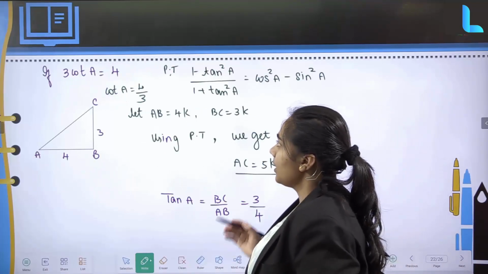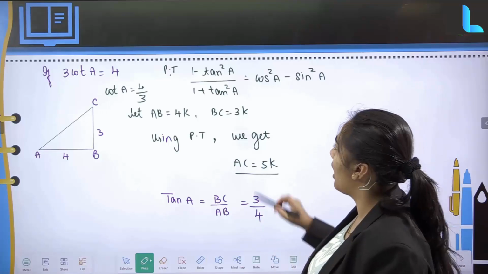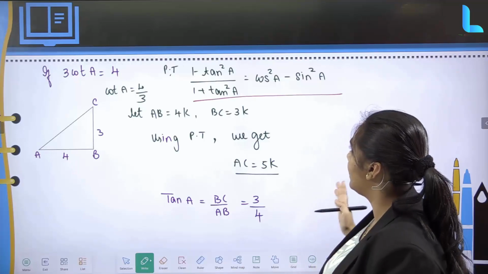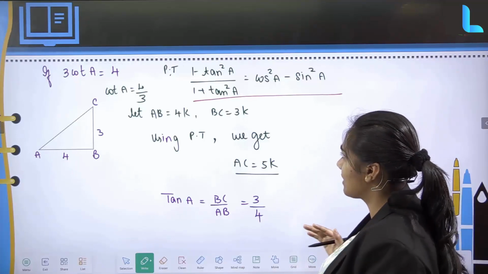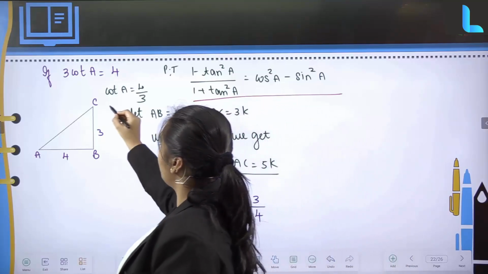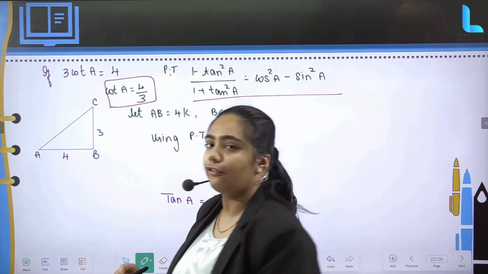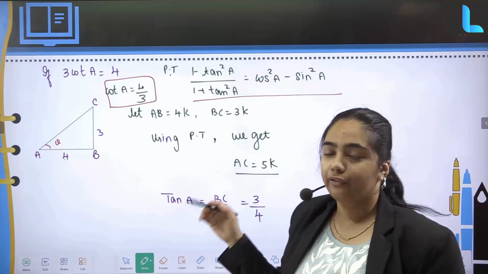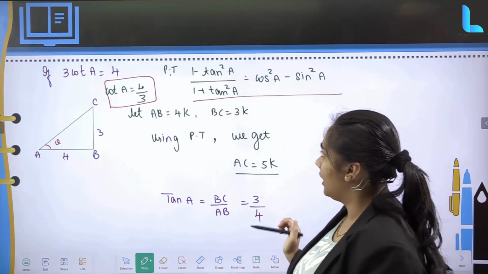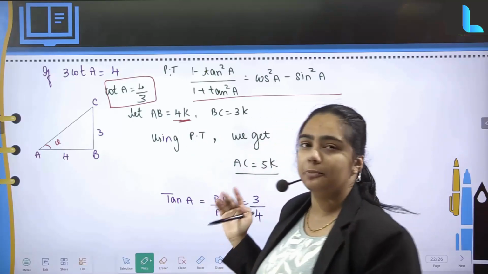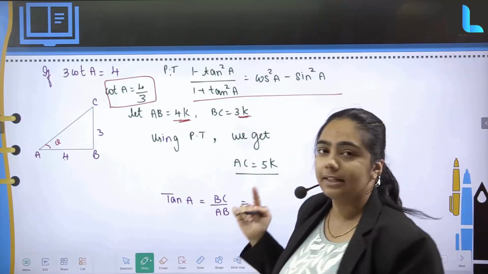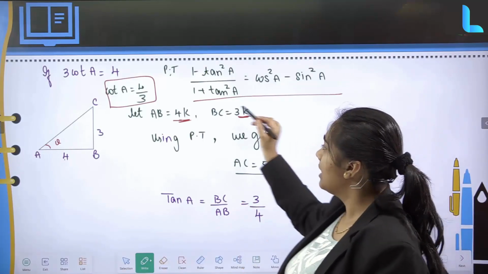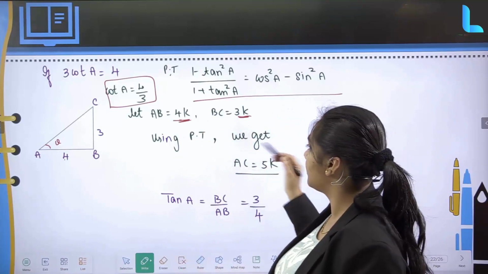Next question: if 3 times cot A is equal to 4, you have to prove that (1 minus tan square A) divided by (1 plus tan square A) is equal to cos square A minus sine square A. First they have given you the information of cot A is equal to 4 upon 3. So when I'm having my values over here, it is going to be 4 at AB and 3 at BC. Now let me consider this AB to be equal to 4k and BC to be equal to 3k. Even if you don't consider it, still you'll be getting the answer, but it becomes easy for you if you understand it in this way.